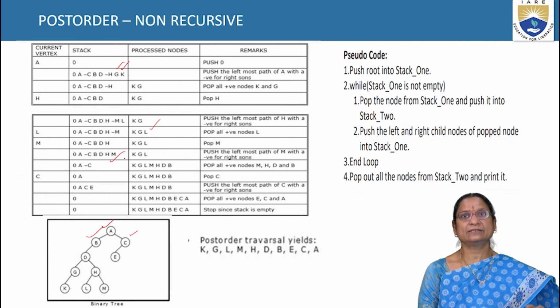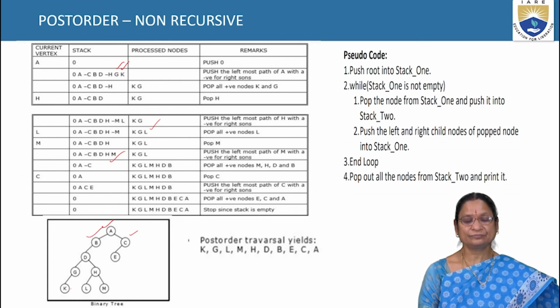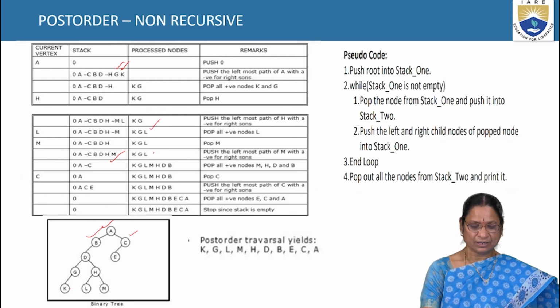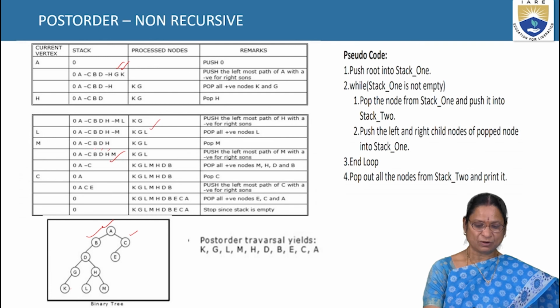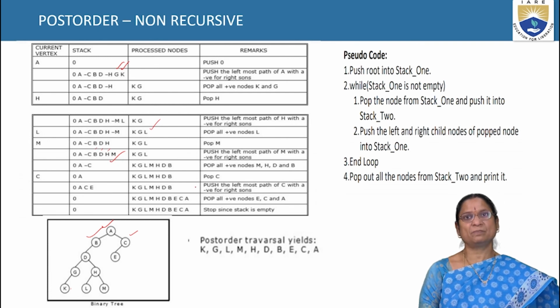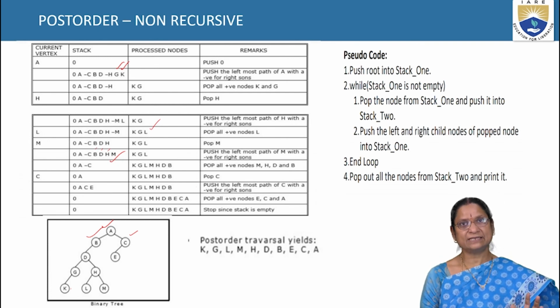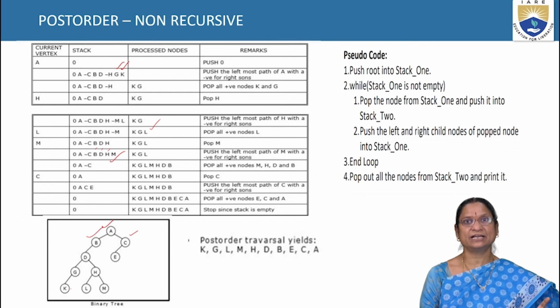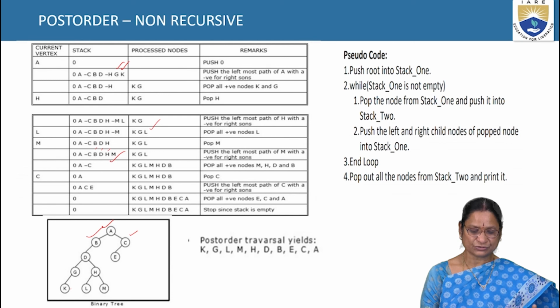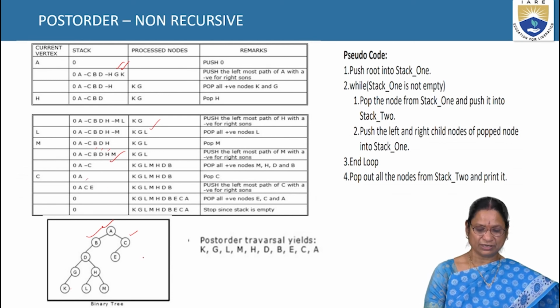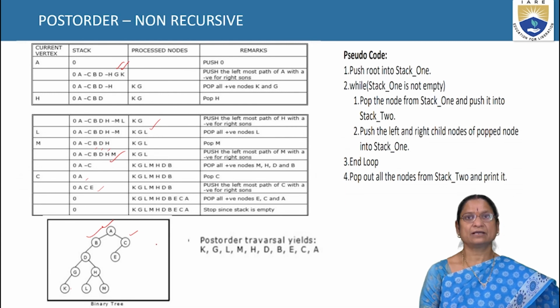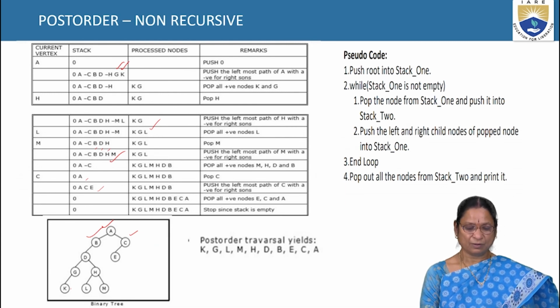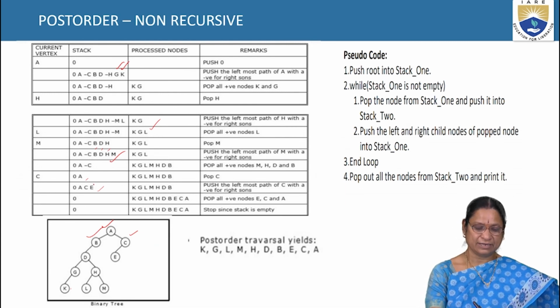Then we get the respective values. M is popped, H is popped, D is popped, B is popped, and they are printed. When we get C as negative, that is the right child, so the process has to start again. C is made positive and pushed, then we move to the left child, E is updated and pushed. It has no right child, so we pop from the stack. E is popped, C is popped, A is popped, in the same order.